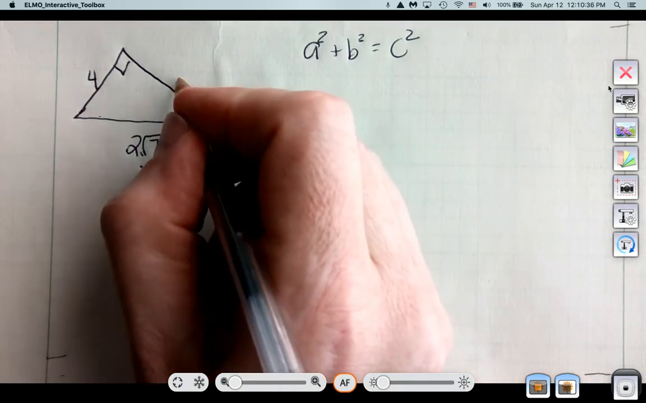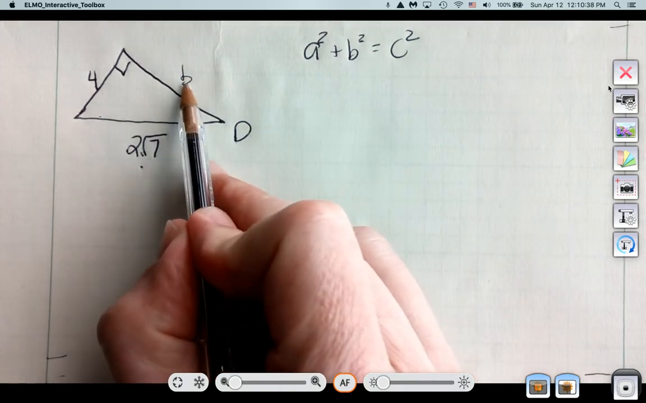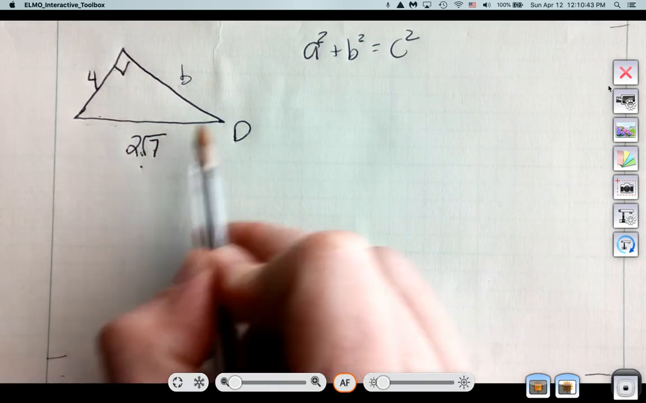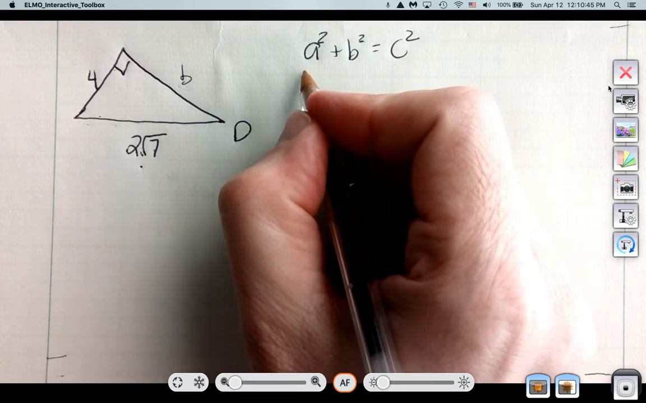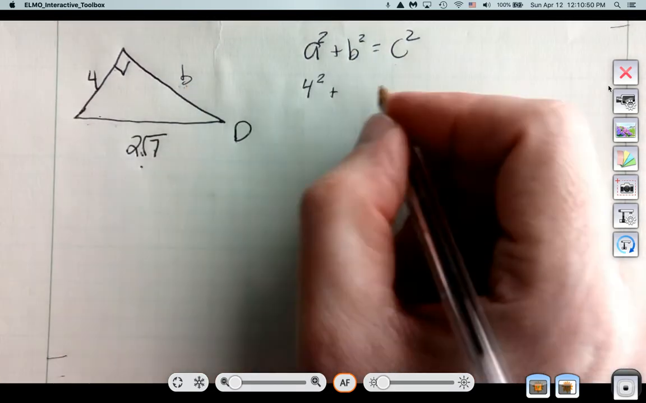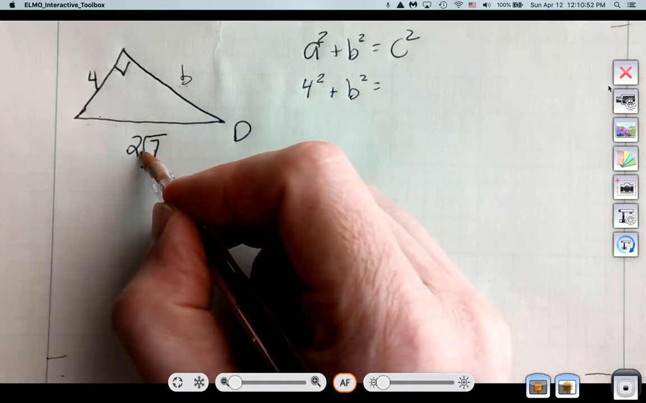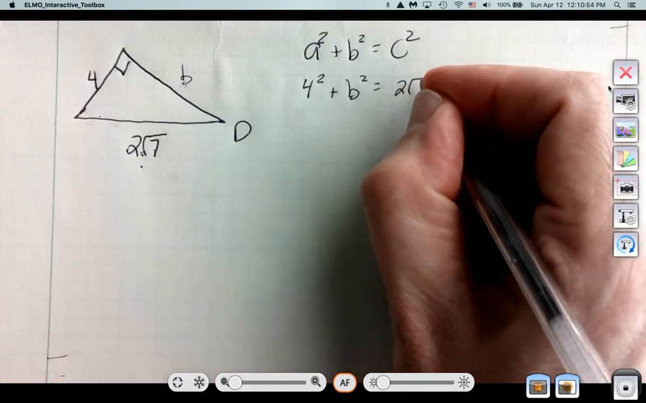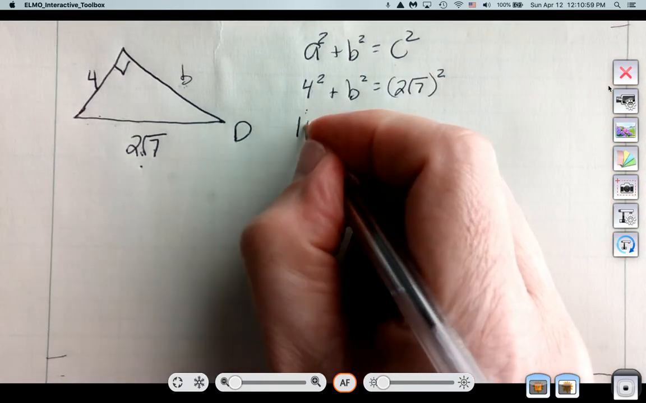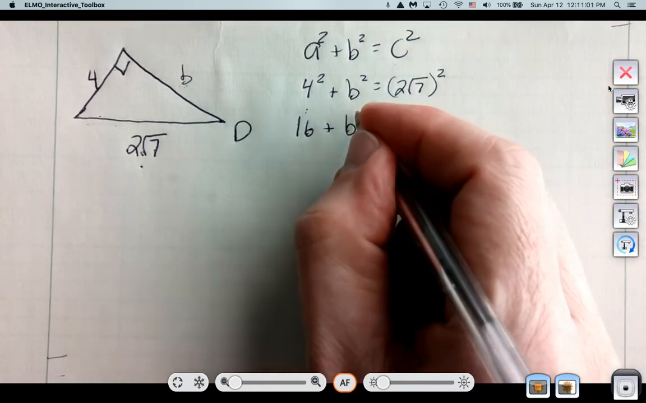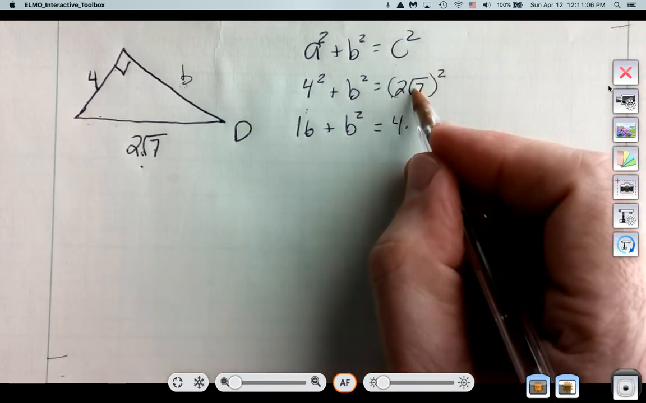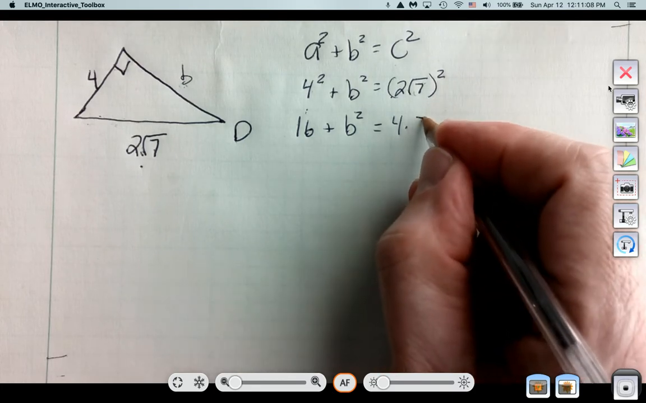I'm going to label this side B because it's not the hypotenuse. Here's my right angle. This is the hypotenuse, which was always going to be C. So I'm going to do 4 squared plus b squared equals 2 square roots of 7 squared. 4 squared is 16. I don't know what b squared is yet. 2 squared is 4. The square root of 7 squared is just 7.